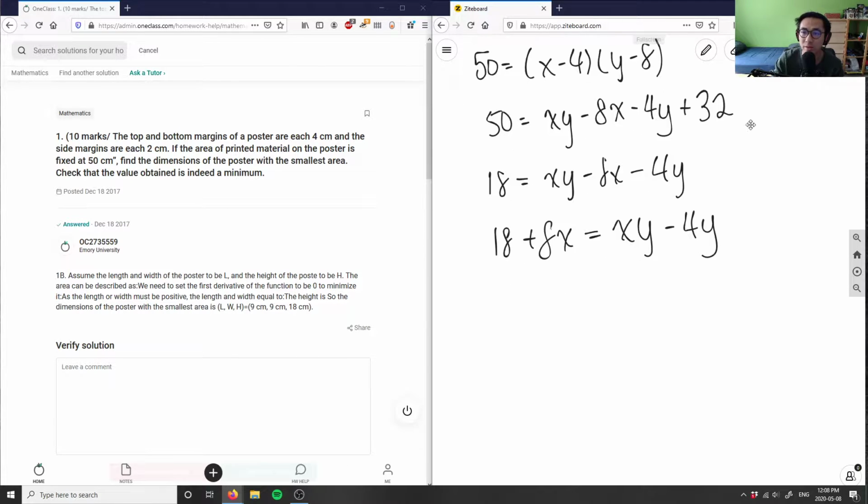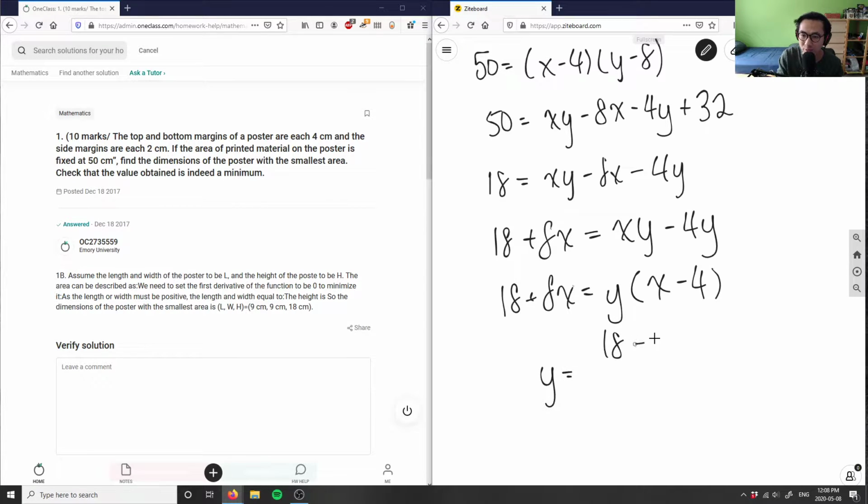And then what I can do now is factor out a common factor of this y, right? I know that 18 plus 8x here equals, I can factor out this y here. So I'm left with x minus 4, and I can divide both sides by x minus 4, right? So for y here, I have my algebraic expression, which is 18 plus 8x divided by x minus 4. And this here is going to be my algebraic expression for y here.